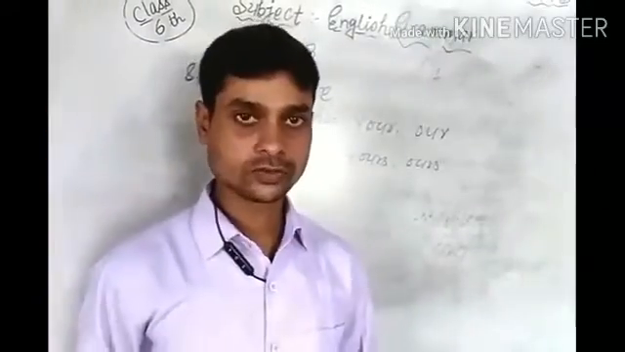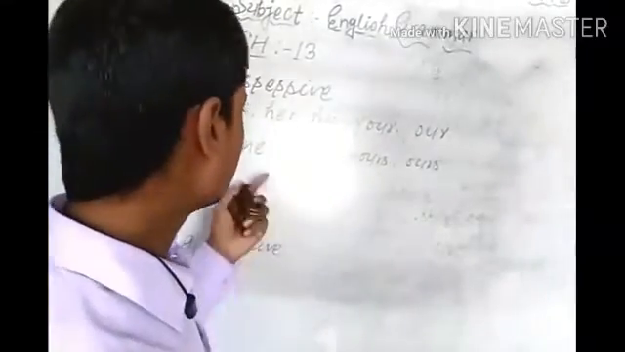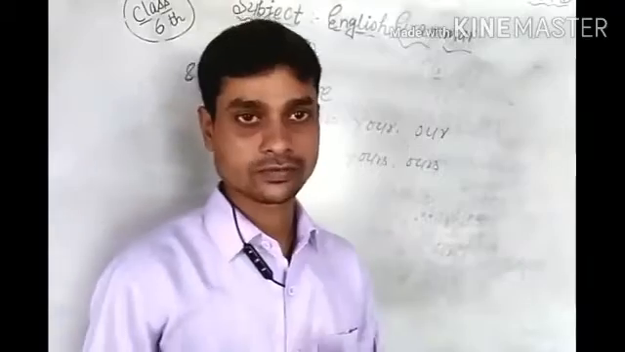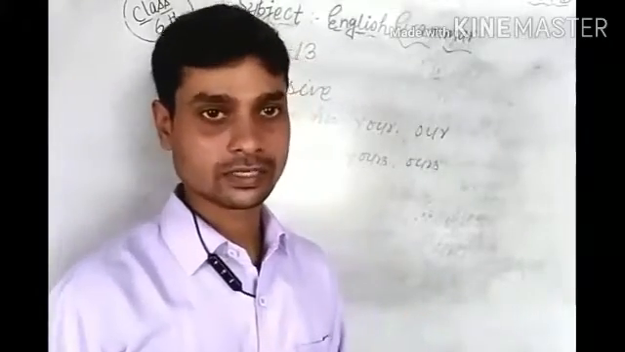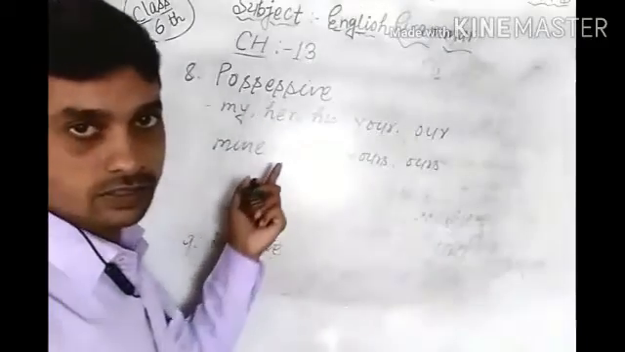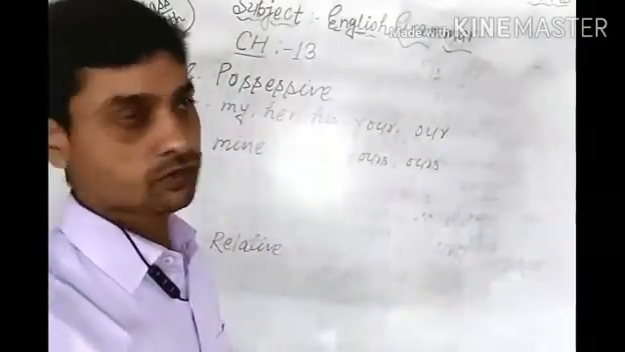Okay, students, the next kind is possessive pronoun. In this kind the word indicates about the possession. Possession means adhikar. That word indicates about the possession, that is called possessive pronoun. Students, there are two types of possessive pronoun.